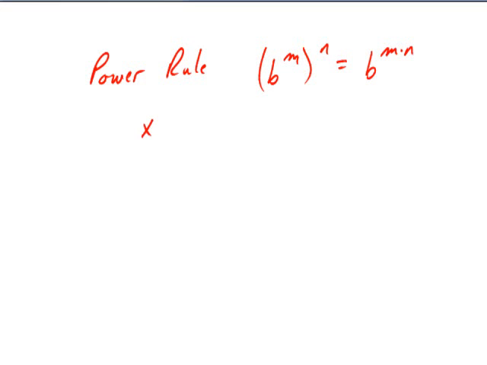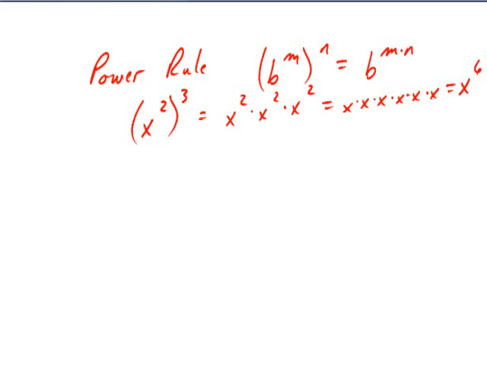A simple case of establishing this rule could look something like this. X squared, quantity raised to the 3rd power. If I expand the 3rd power, I have x squared times x squared times x squared. If I expand each of those x squareds as x times x, I have 6 x's, which would be x to the 6th power. This rule is sometimes confused with the product rule, but if you know how to expand each one of those, you should be able to reestablish the rule if you get them confused.